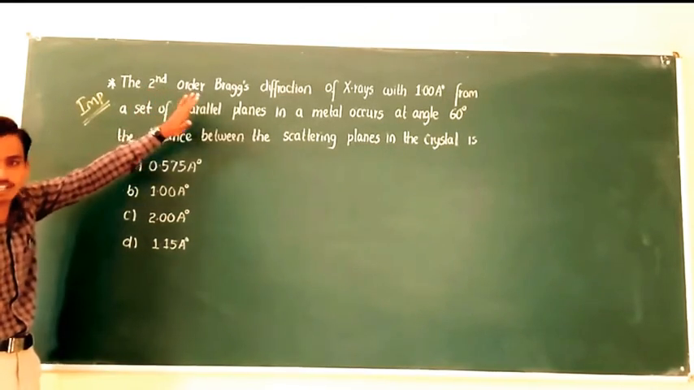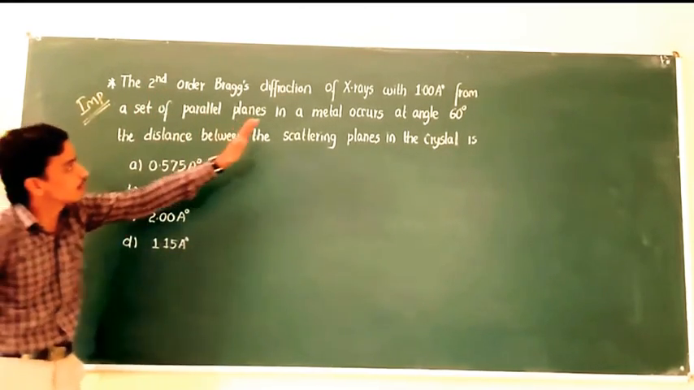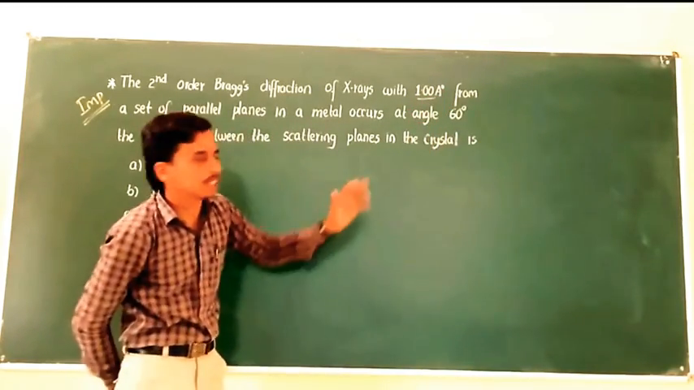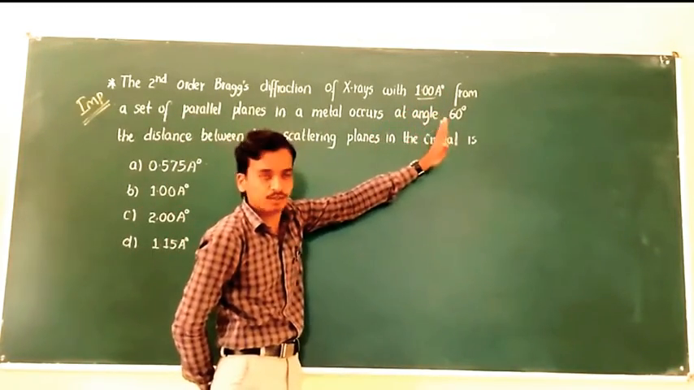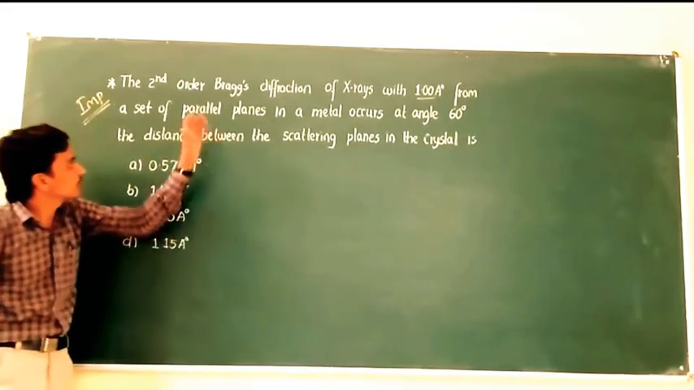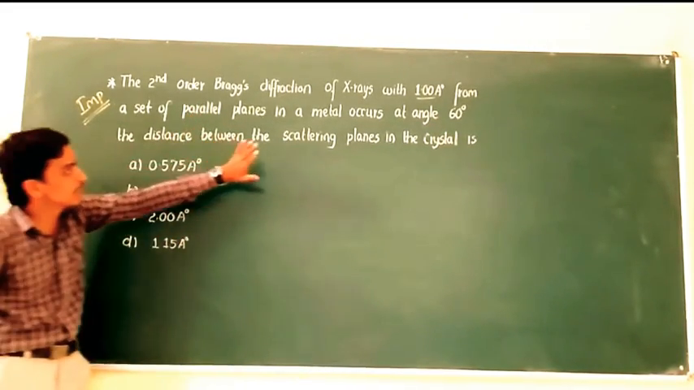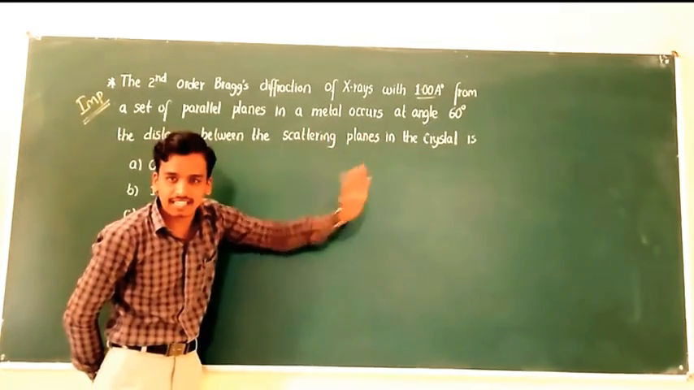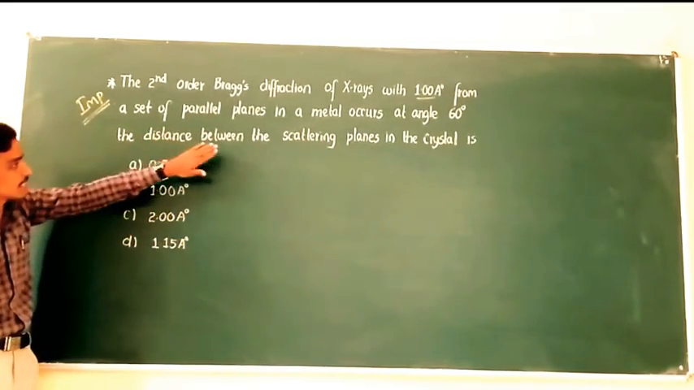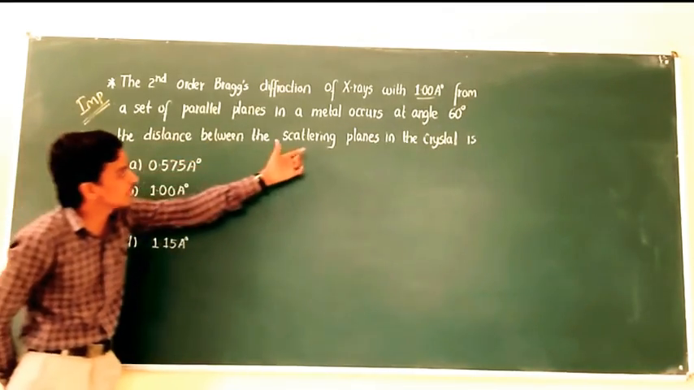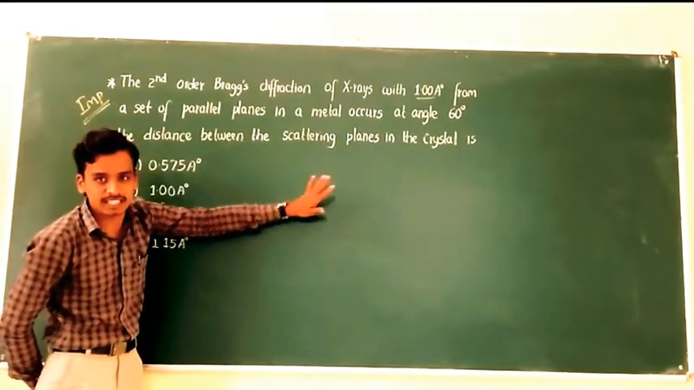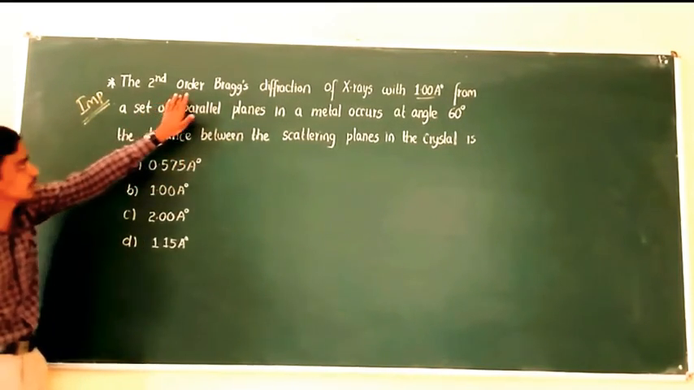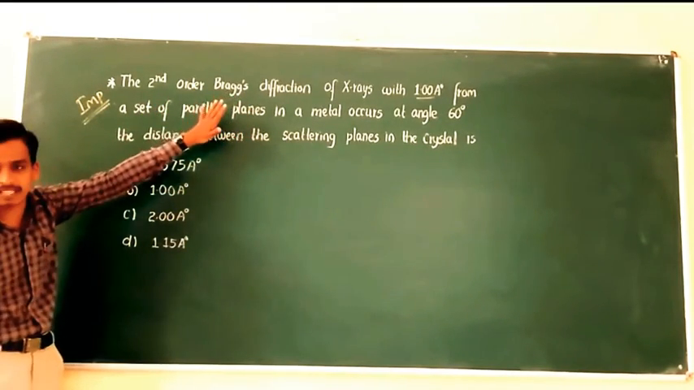It is the second order Bragg's diffraction of X-rays with the wavelength of the X-ray we are using, that is given to you, that is 1.00 angstrom, and from a set of parallel planes in a metal. They are considered one solid metal, at an angle of 60 degrees, and the distance between these scattering planes is nothing but the edge length, and that is going to be calculated by using the theoretical knowledge regarding the X-ray studies of the Bragg's diffraction.